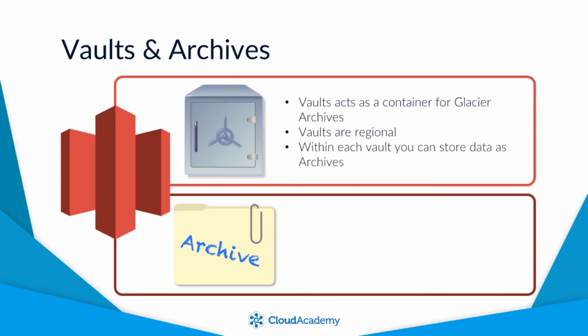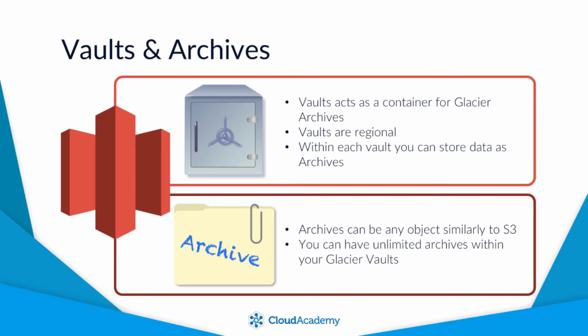Within these vaults, we then have our data, which is stored as an archive. And these archives can be any object, similarly to S3. For example, any document, audio, movie, or image file, etc. And each will be saved as an archive. Thankfully, you can have unlimited archives within your Glacier vaults. So from a capacity perspective, it follows the same route as S3. Effectively, you have access to an unlimited quantity of storage for your archives and vaults.